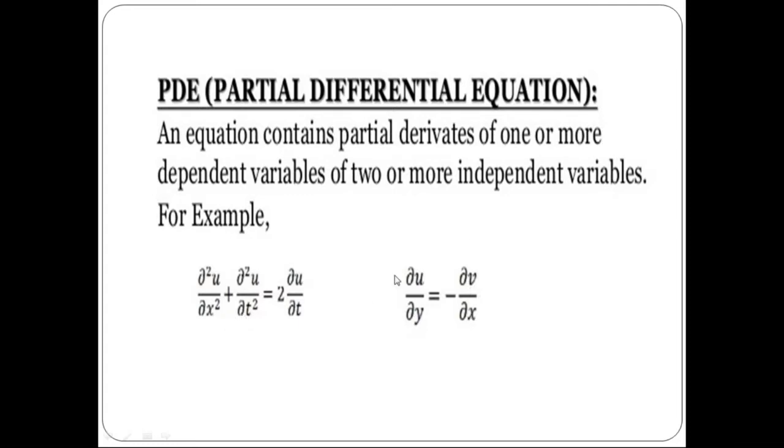In this example, we have curl u by curl y equals minus curl v by curl x. In this equation as well, x and y are independent variables, and u and v are dependent variables. It means we have two dependent variables, u and v, and two independent variables, x and y. So this is in accordance with the definition of PDE. PDE means an equation which contains partial derivatives of one or more dependent variables of two or more independent variables. I think now the definition is clear to all. What do you mean by PDE? Any equation containing partial derivatives of one or more dependent variables of two or more independent variables.